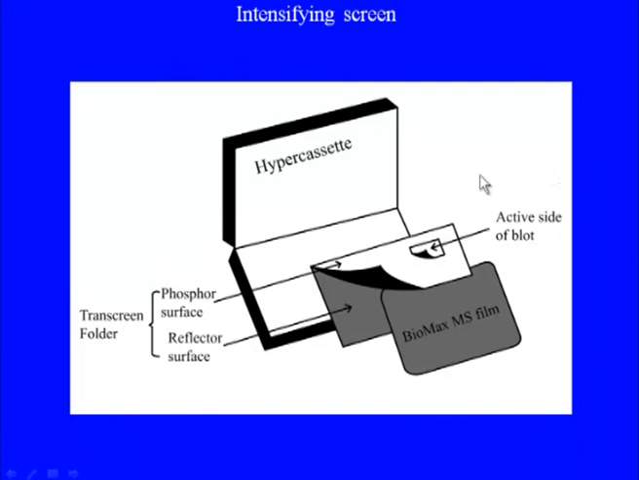This is shown here: this is a cassette, a hypercassette, there is a particular kind of film, and the sample could be placed in here. This is the active side of the blot and there is a phosphor surface. So, what happens is that when the high energy particles or rays cross over and do not properly expose the X-ray film from the sample, then an image is superimposed which is made from the fluorescence of this phosphor compound. So, this is another method which could be utilized.